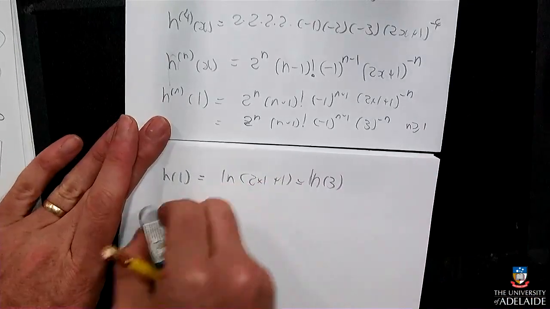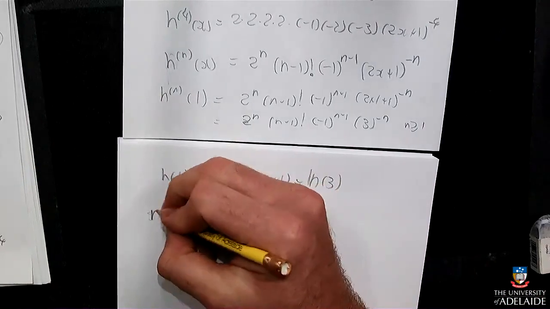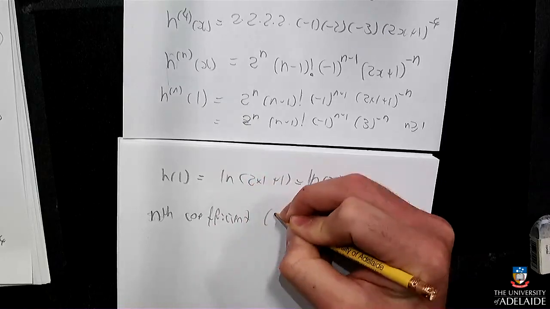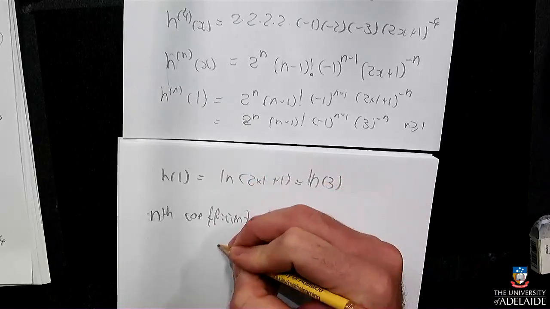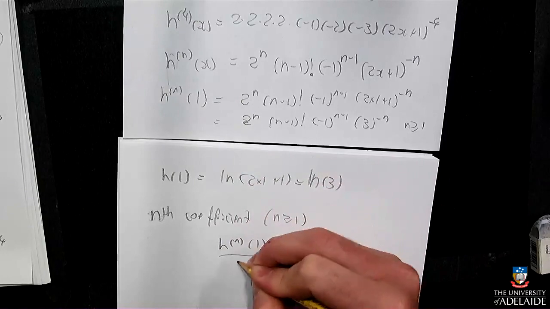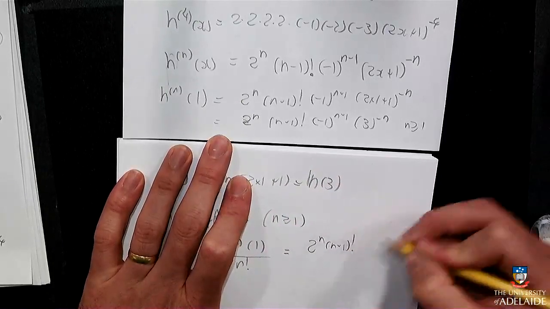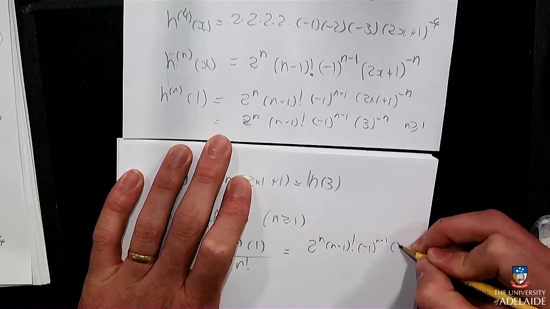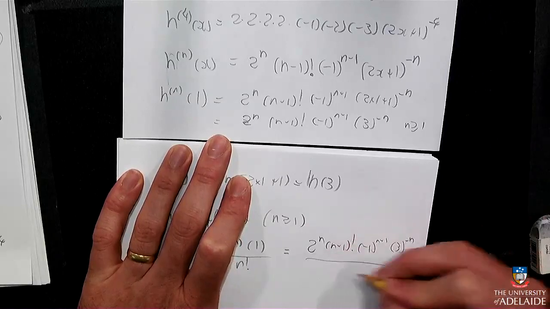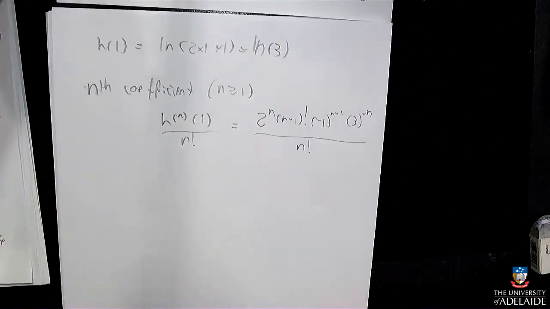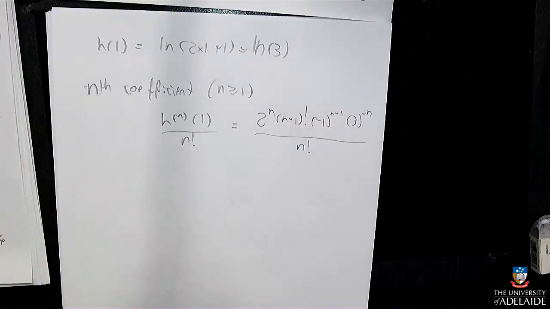let's see. I'm not up to my nth term yet, is it? The nth coefficient for n greater than or equal to 1 will be h^n of 1 over n factorial, which will be 2 to the n minus 1 factorial, -1 to the n minus 1, 3 to the minus n over n factorial. Okay. And I've got a factorial on the top and the bottom. It should be possible to cancel some of it out.